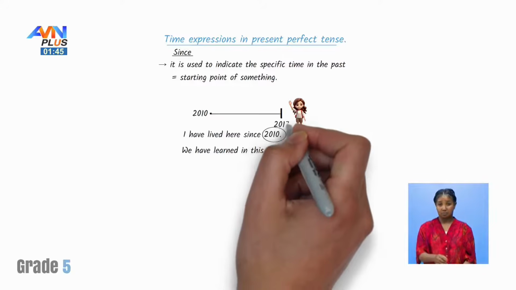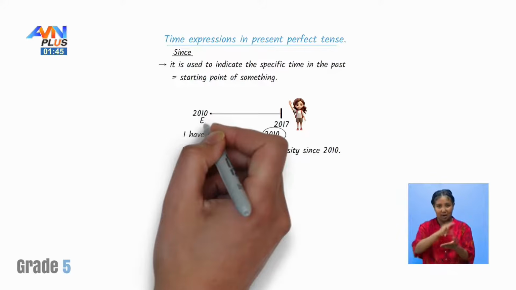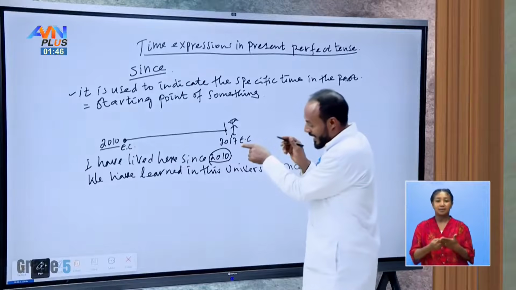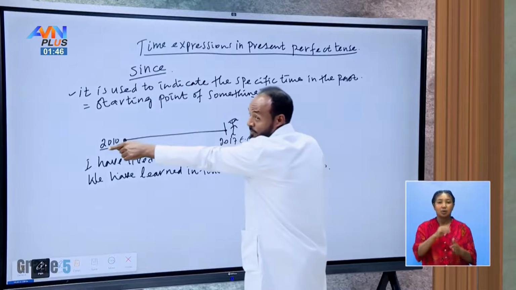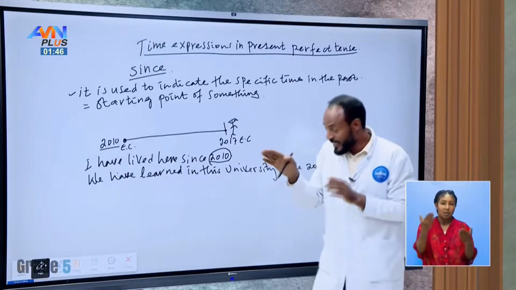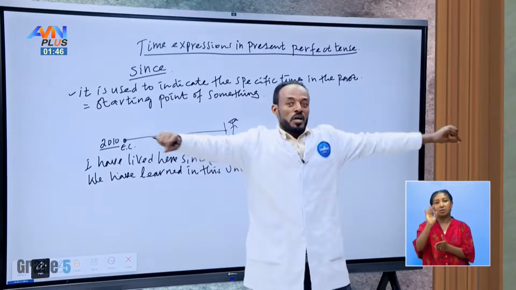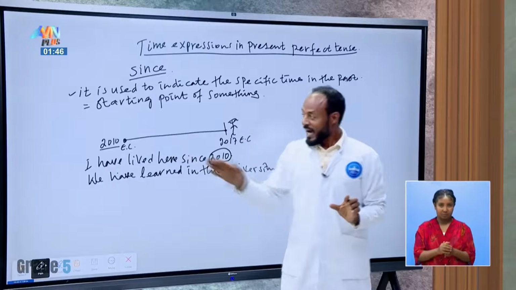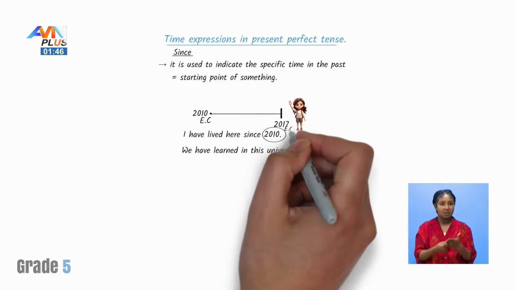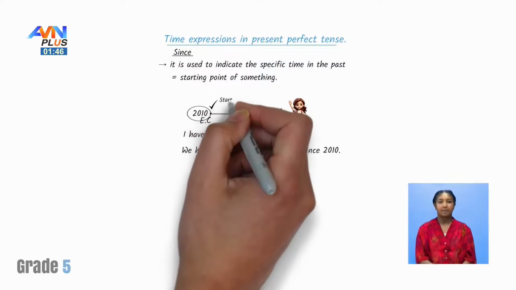You are just standing where? 2017 in the Ethiopian calendar. This one is also in the Ethiopian calendar. Here, I stood here. Then I'm talking about something which started in 2010. Then we can count it. When we count, we can get the length of the time. So when we say 2010, this one is the starting point.